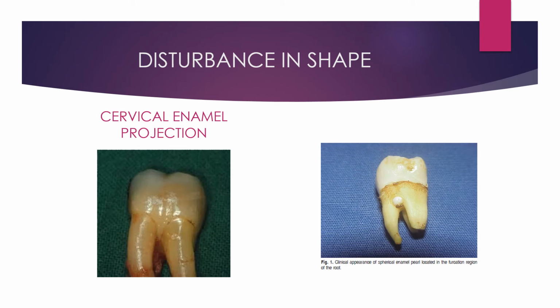Cervical enamel projections may come in two forms: as a wedge-shaped projection into the furcation of the molar, which you can see on the left, or as an enamel pearl, a rounded protrusion near or on the furcation. These projections create a periodontal problem. Gingival tissue will not adhere to enamel, creating a periodontal pocket.